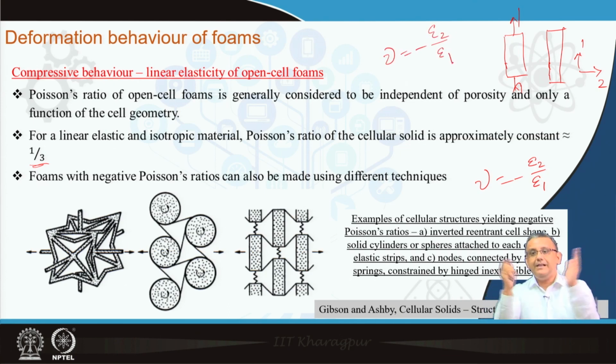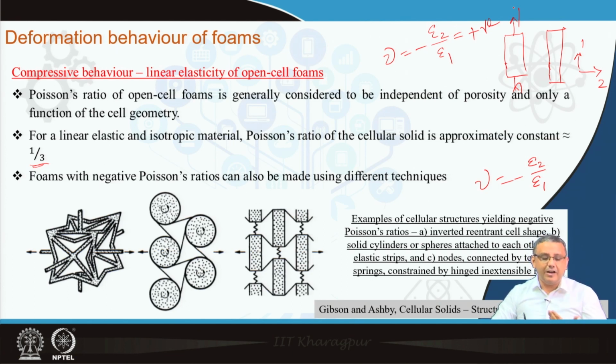And when we are pulling normal materials, the strain in direction 2 is negative, because the material is becoming thinner. That means epsilon 2 is negative, and with the minus sign in front, the Poisson's ratio becomes positive for most of the materials we know. That means all metals, ceramics, composites that we have learned so far, and also most of the cellular materials we have learned so far, have positive Poisson's ratio.